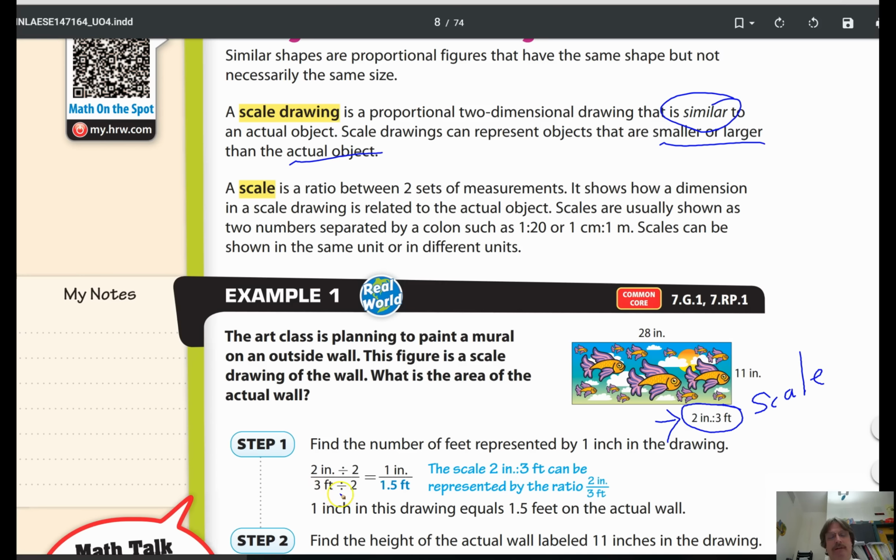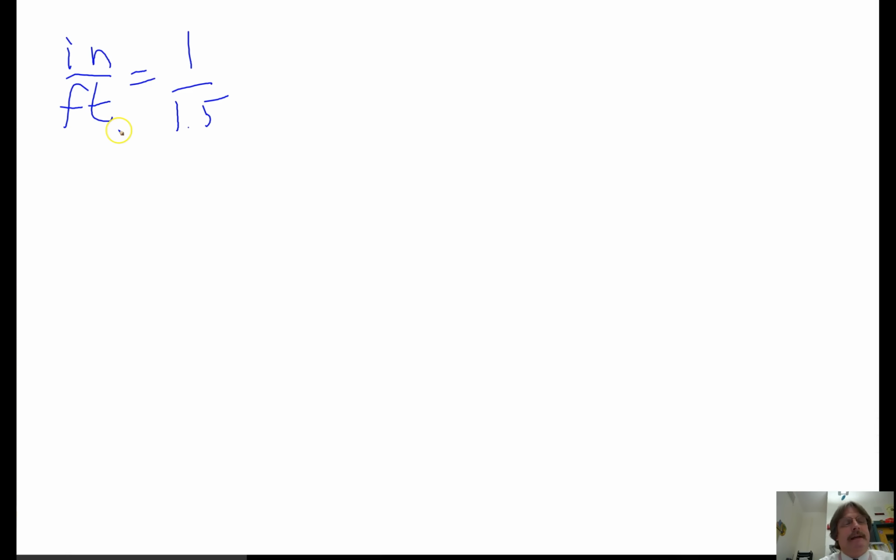So they're taking 3 feet divided by 2, and that's going to be 1.5. So what I've done here is I'm going to create a rate table just to organize some of the numbers for us, and then I'm going to show you how you can find your numbers directly. So again, I put my inches on top, my feet on the bottom. They've already shown us how to find that 1 inch is equal to 1.5 feet.